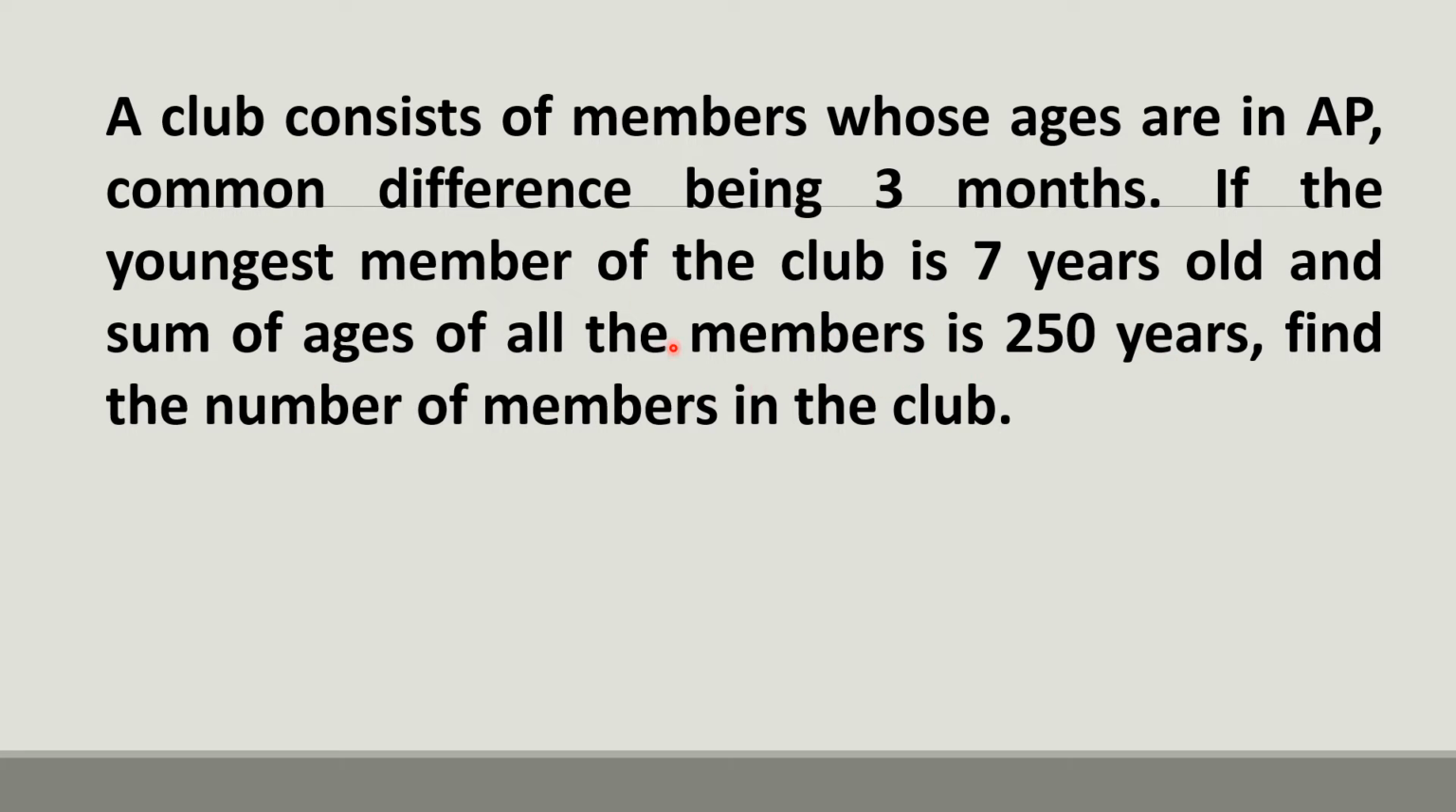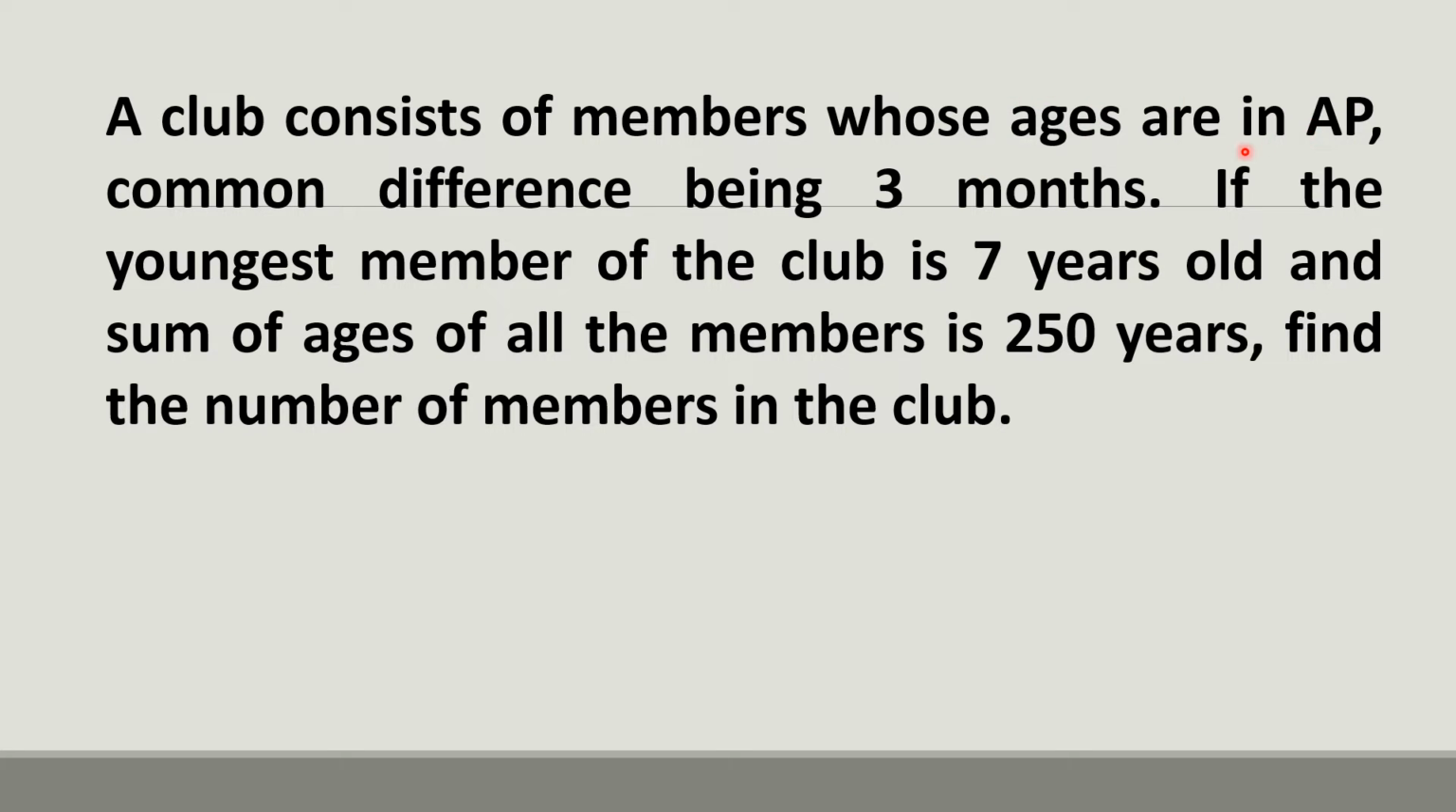So this question means there are many members in a club. The youngest one, or the first member, is 7 years old and the common difference of ages of the members is 3 months. That is, if the youngest member is 7 years old, the next one will be 7 years and 3 months, and the next one will be 7 years and 6 months, and the next one will be 7 years and 9 months. Like that, their ages have a common difference of 3 months. That is why we say that their ages are in AP.